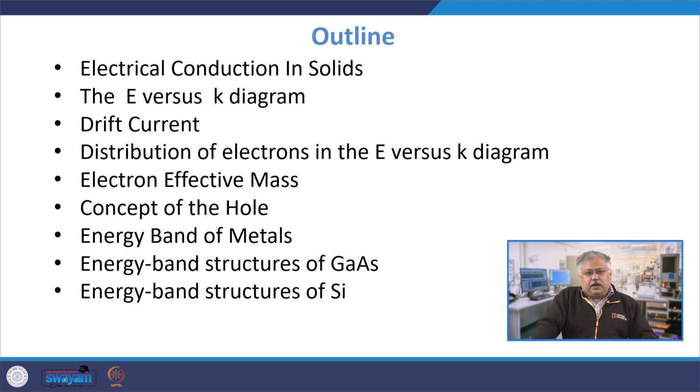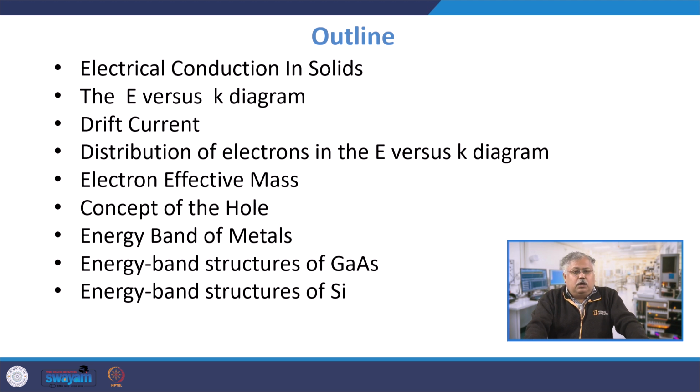We will look at the drift current and then we will also have a look at the distribution of electrons in the E-K diagram. So what we will do is look at how, with changing temperature, the electrons occupy states in the E-K diagram, and from there we will try to extract the electron effective mass. And when we know the electron effective mass, we can look into the concept of a hole, what is the meaning of a hole.